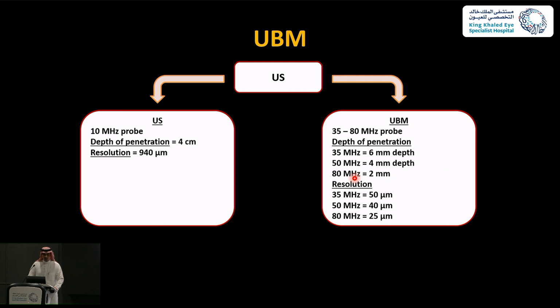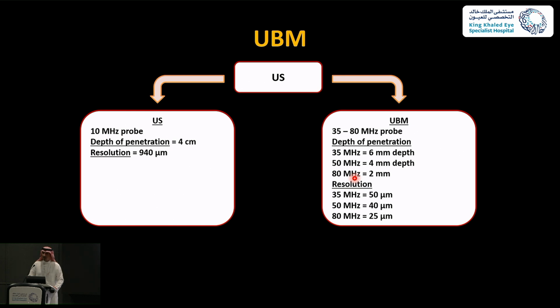So in ultrasound, we can use a 10 megahertz probe, and we have now new modalities that give us different measurements. The depth of penetration can be 4 centimeter and the resolution of 940, but now we have much better modalities. And the UBM can range between 35 and 80 megahertz. Depth of penetration is variable according to the hertz that you have. It can be 6, 4, and 2, but the resolution will vary accordingly. So with high penetration, you will have less resolution and vice versa.